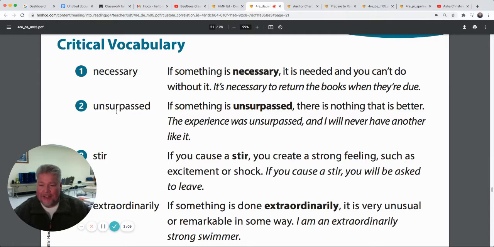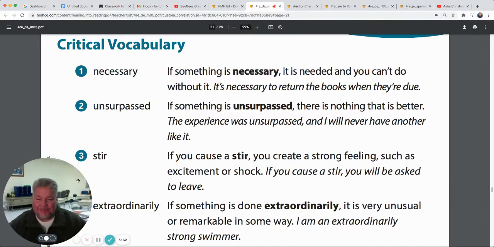Unsurpassed is the next word. It's got this prefix un and surpass with an ed suffix at the end. If something is unsurpassed, there's nothing that's better. So surpass means to go past something or be better than something, but this is unsurpassed. There's nothing that's better. The experience was unsurpassed, and I'll never have another like it.